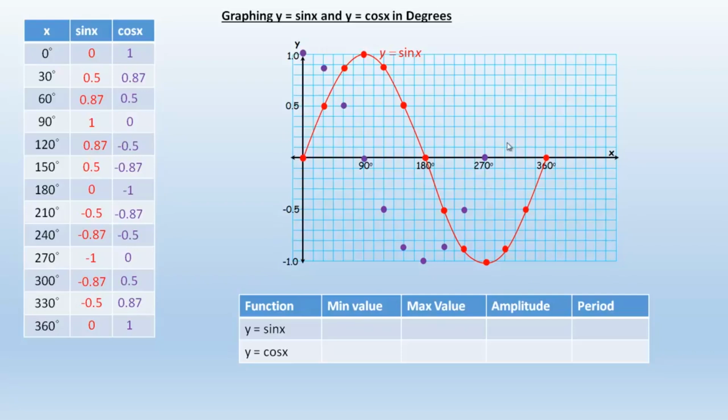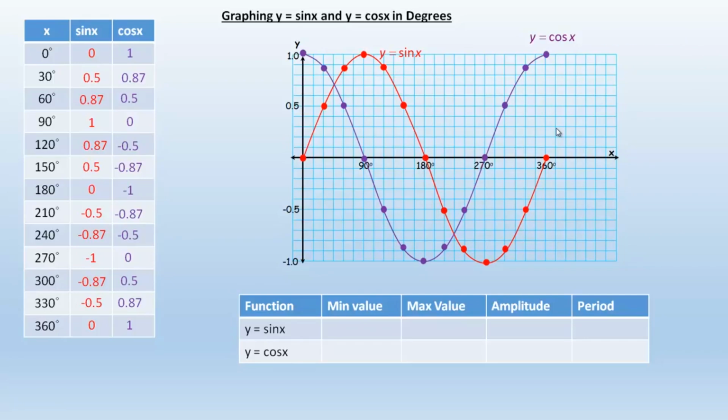300, it's at 0.5. So 300 would be here. And then 330, it's 0.87. So that would be right about there. And then at 360, it's up to 1. So 360, it's at 1. And so if we draw a smooth curve between those, that's what the cosine function looks like.